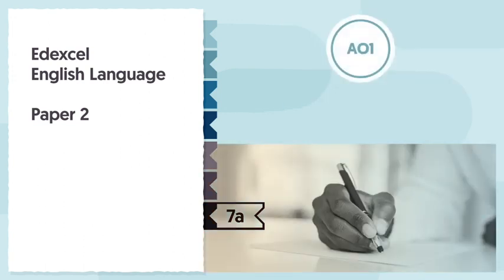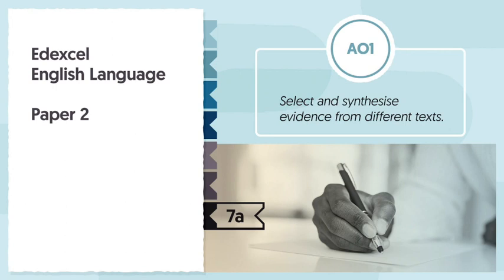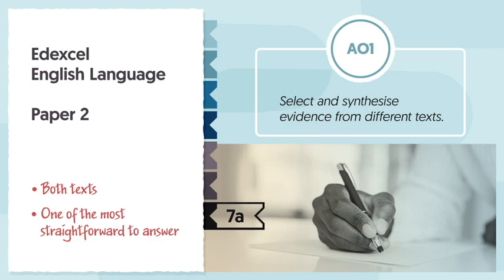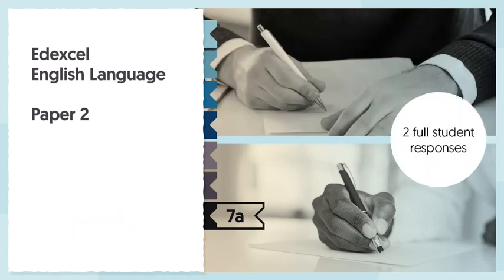Paper 2, Question 7a examines a unique element of Assessment Objective 1, your ability to select and synthesize evidence from different texts. This is the first of the questions that ask you to deal with both texts, but it's also one of the most straightforward to answer. So we're going to have a look at two full student responses now.